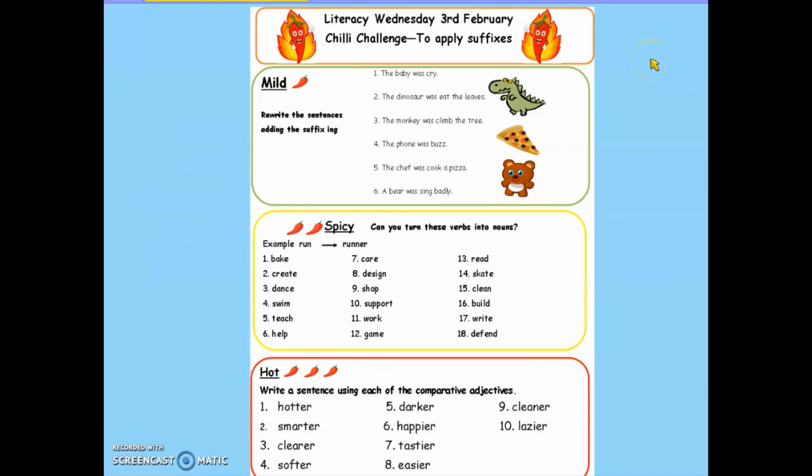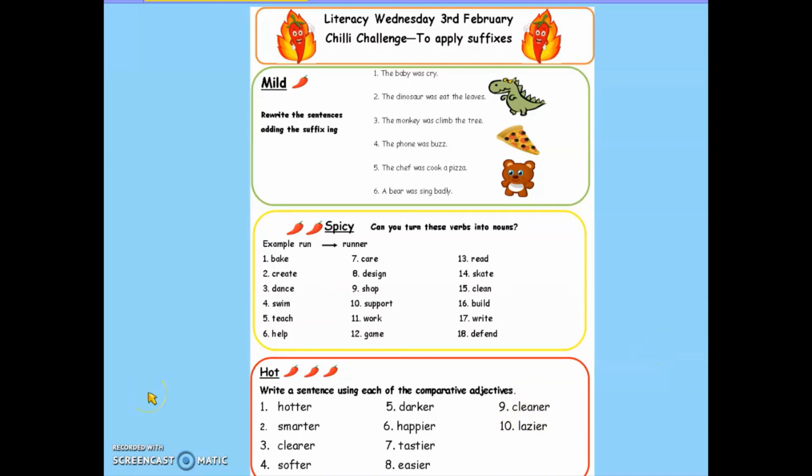Today's Chilli Challenges are again applying our knowledge of suffixes. The mild challenge, just a reminder this is suitable for green and blue group, is to rewrite the sentences adding the suffix ing to one of the words in the sentence. Your spicy challenge is to try and turn the verbs into nouns. And your hot challenge is to write a sentence using a comparative adjective. Again, these words all contain our suffix er.